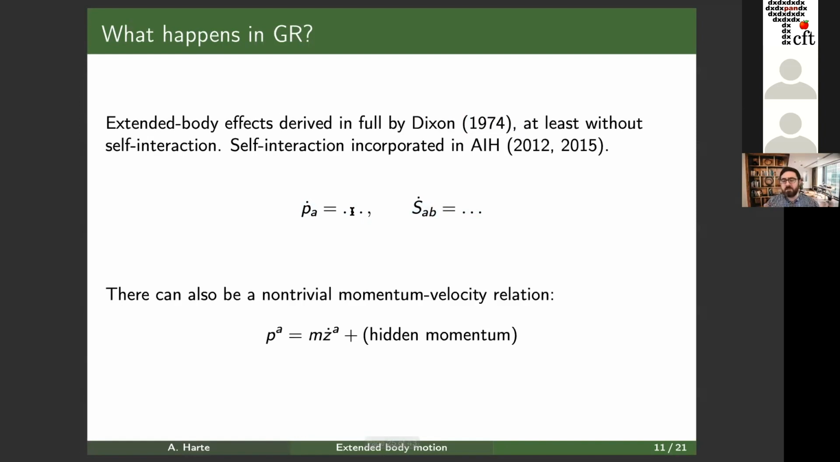But now something which is different, which you don't have in Newtonian physics, is that the relation between momentum and velocity can be non-trivial. In Newtonian physics, this relation is sometimes viewed as a definition, that the momentum is proportional to the velocity of an object. It's not a definition, that's something that's derived. You have a definition of center of mass, you have a definition of momentum, and you then show in Newtonian physics that this relation is satisfied.